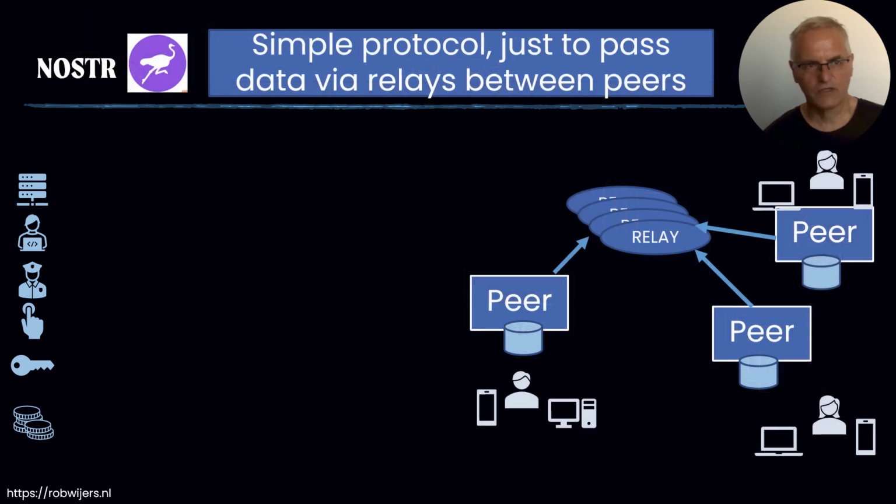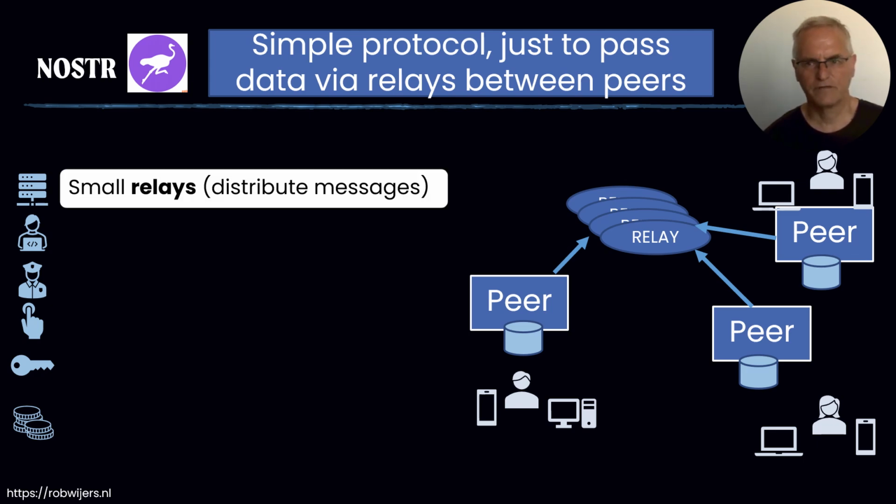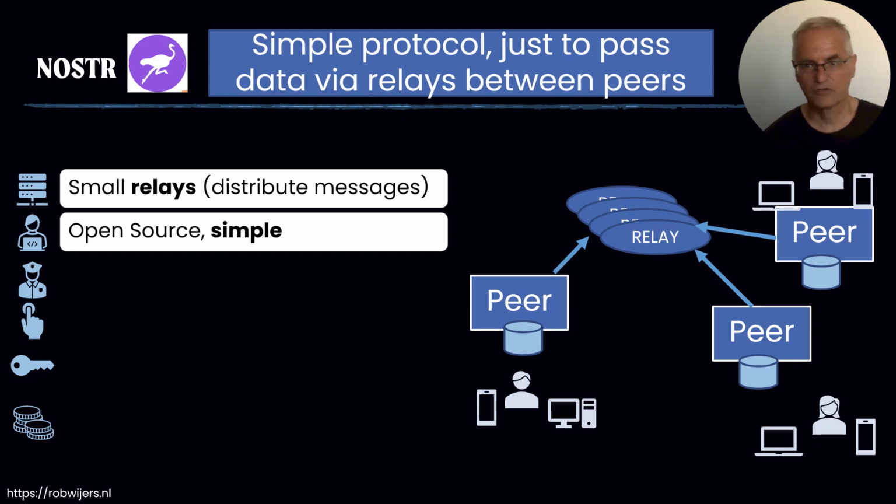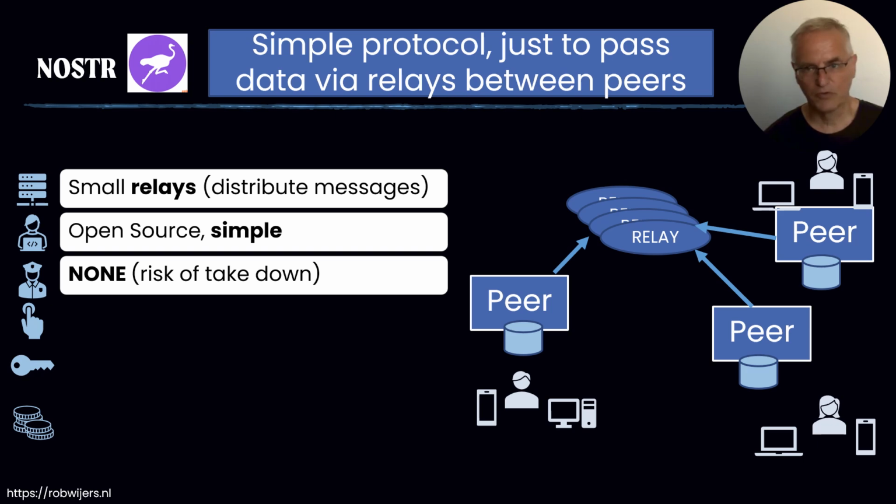Then the next one is Nostr. Nostr is a very simple protocol, and we don't use servers, but we use relays. They're very small servers, and the only thing they do is they distribute the message to the other peer. It is open source and it's a very simple protocol. There are no people that can moderate you, but there is a risk of a takedown of a relay, of course, because that is still a central point. Because of the number of servers, you limit the possibilities, of course, but it's still the case.